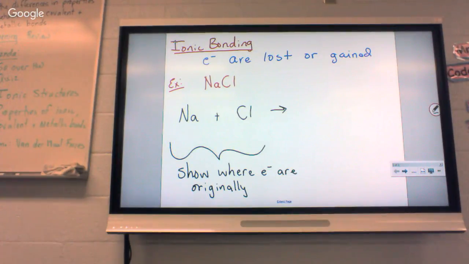So, what do we know about sodium? What did I just write down there? Show where the electrons are originally, right? So what do we know about those electrons originally? What am I asking you to draw? If we're talking about where the electrons are originally, that we might already know how to do. So what do we know about electrons originally? What do you think I'm referring to when I say that? Actually, what am I talking about? You remember?